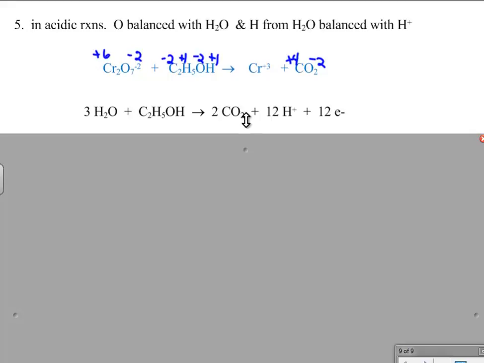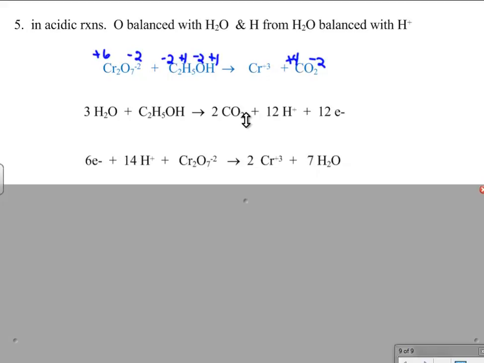I balance oxygen with water. So I have 4 oxygens on the right. I need 3 waters on the left. Now I have 4 oxygens on each side. Count up all my hydrogens. I have 6 plus 6 or 12 hydrogens on the left, so I need 12 hydrogen ions on the right. Total charge on the left is 0, so I need 12 electrons on the right to make my total charge on the right 0. Dichromate, I have 2 chromiums, so I have 2 chromium plus 3s on the right.